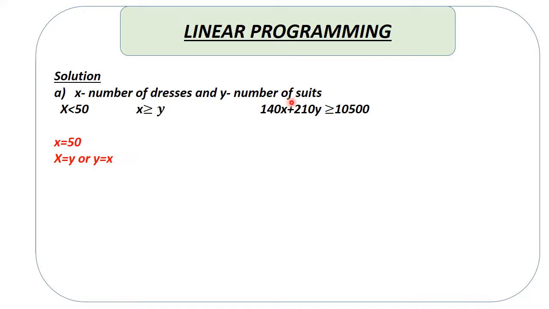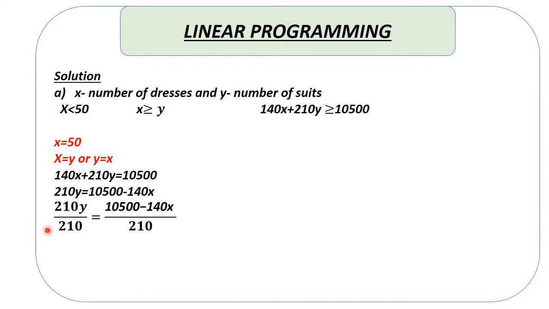And this other one, 140x plus 210y greater or equal to 10,500, is going to be a little bit problematic, but you have to make y the subject. So the first thing is you put equals here. When you do that, you start solving for y. So 140x is going to be taken this side, and we're going to have 10,500 minus 140x. Then we're going to divide both sides by 210. When we do that, we end up with y is equal to 10,500 minus 140x over 210.